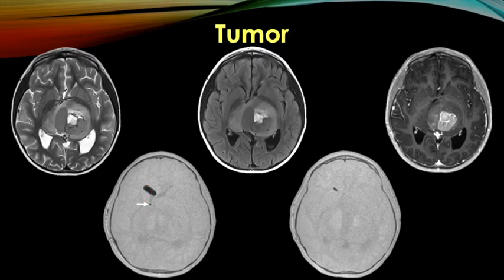Essentially, this sequence is the more advanced cousin of gradient echo, so it minimizes susceptibility and air associated with the shunt and gives you a really nice delineation of the tract.